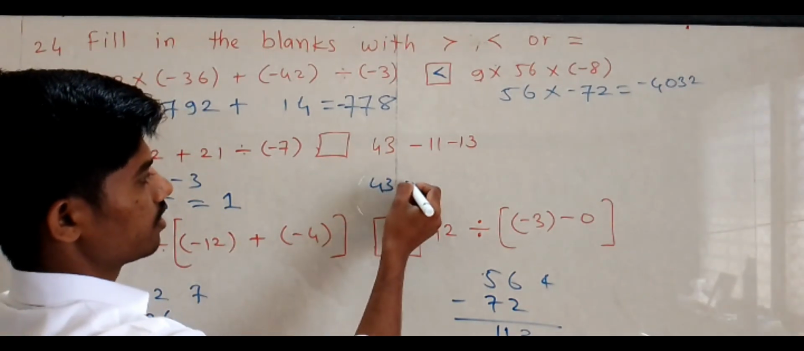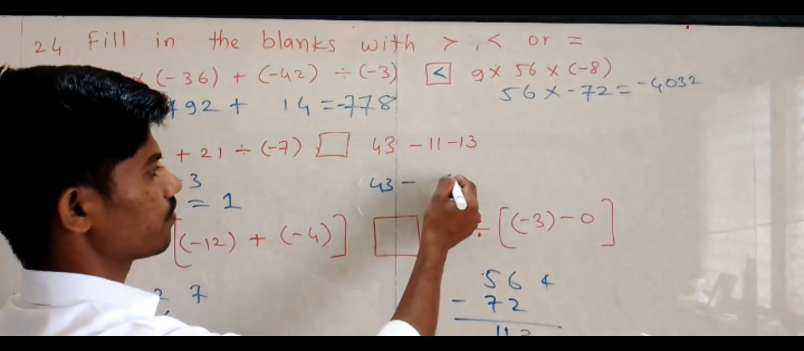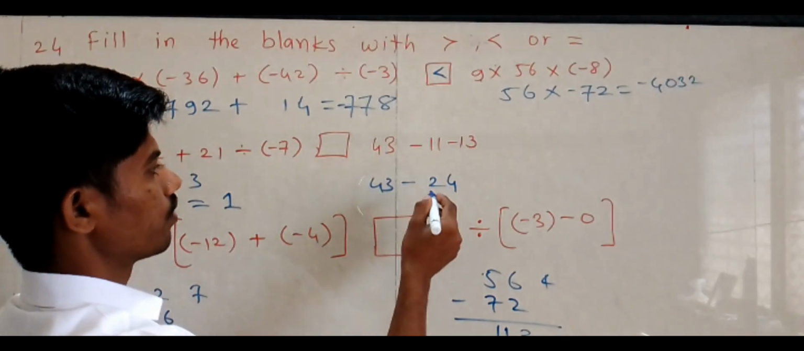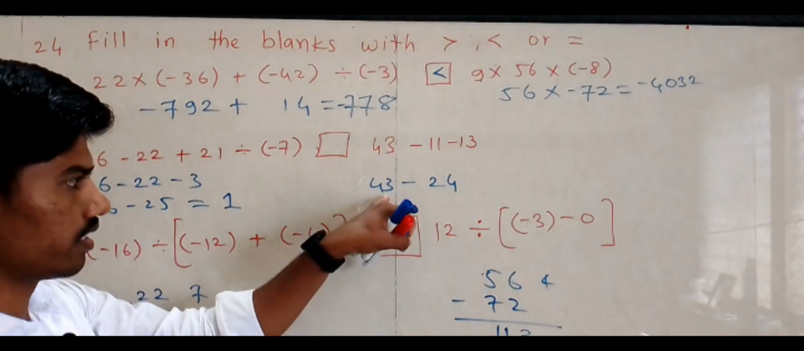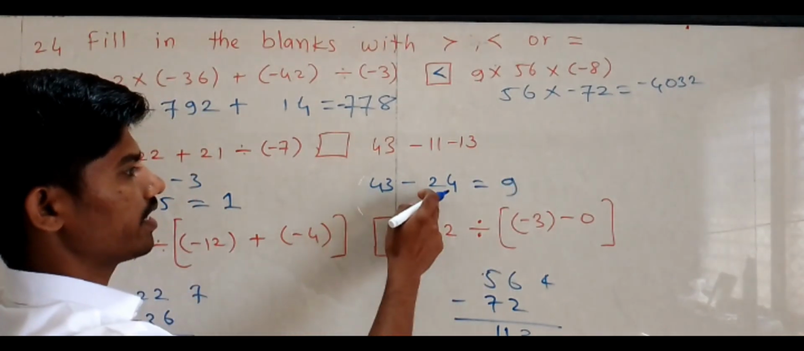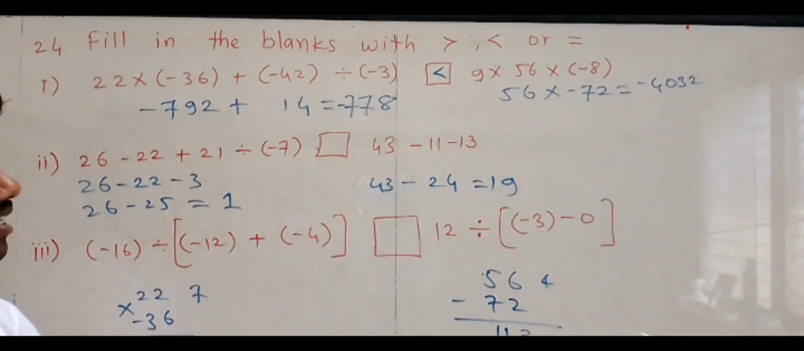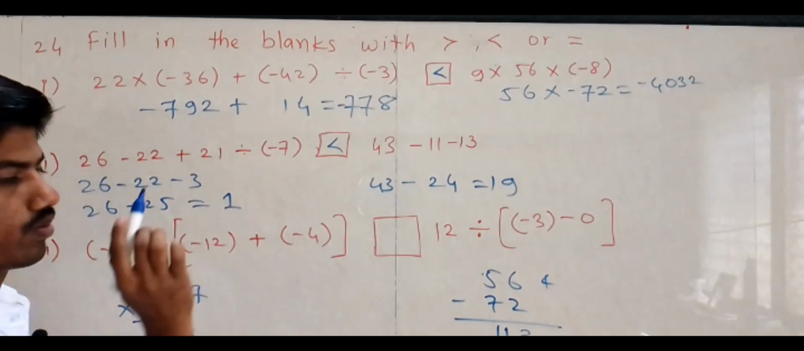43 as it is, minus 11 minus 13. Both things are negative, so 1 plus 1, 2. After reducing these two 1s, 13 minus 4, it becomes 9, and 3 minus 2, it becomes 1. So 1 is smaller as compared to the 19. So this one is greater as compared to this one.